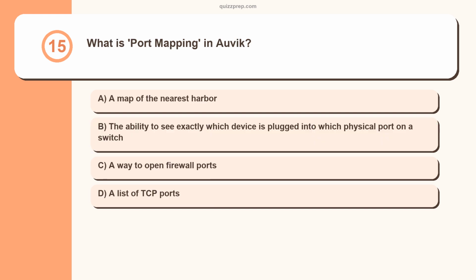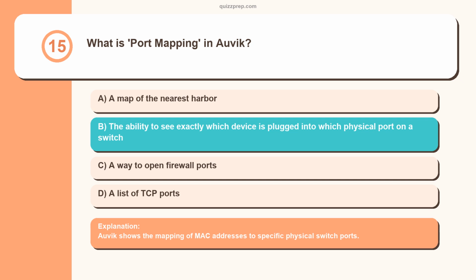Question 15. What is port mapping in Auvik? A map of the nearest harbor. The ability to see exactly which device is plugged into which physical port on a switch. A way to open firewall ports. A list of TCP ports. Auvik shows the mapping of MAC addresses to specific physical switch ports.